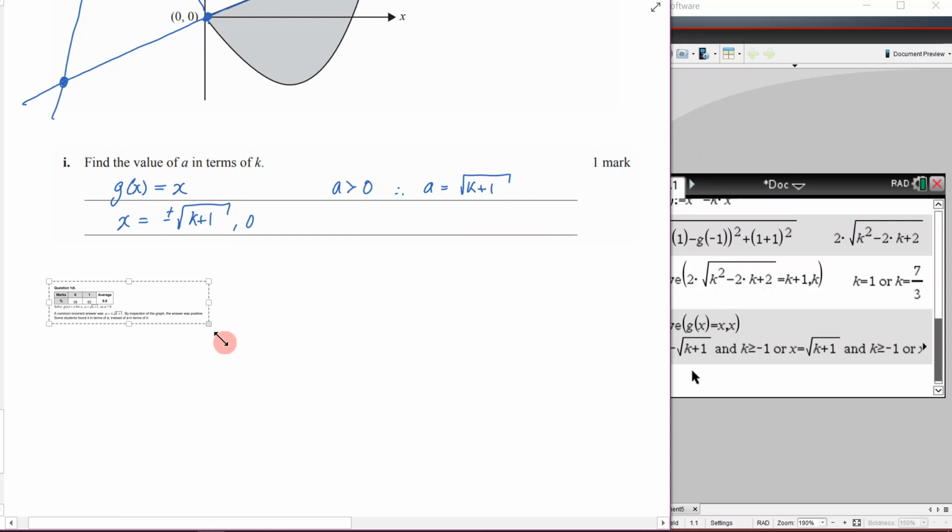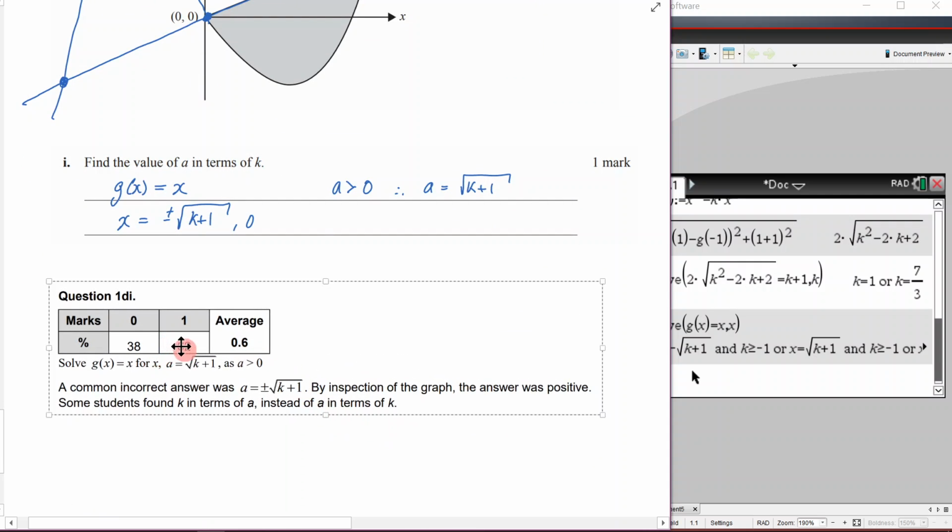Let's now look at the examiner's report to see what they did. As you can see, 62% of students got the full 1 mark. We're solving g of x is equal to x for x, and we end up with this. And then a is going to be equal to the square root of k plus 1 as a is greater than 0.